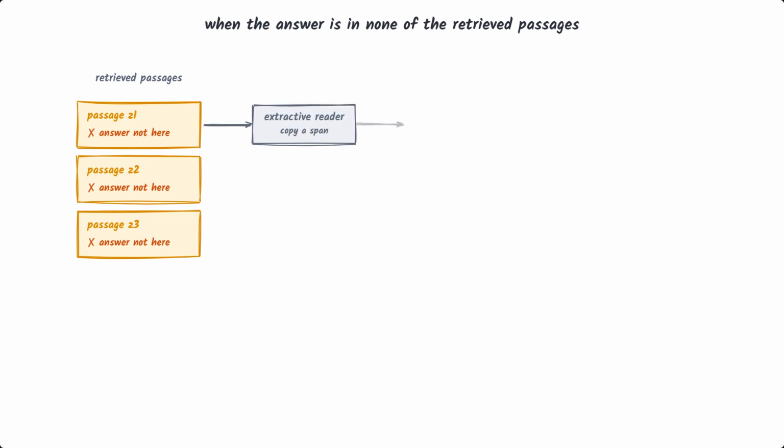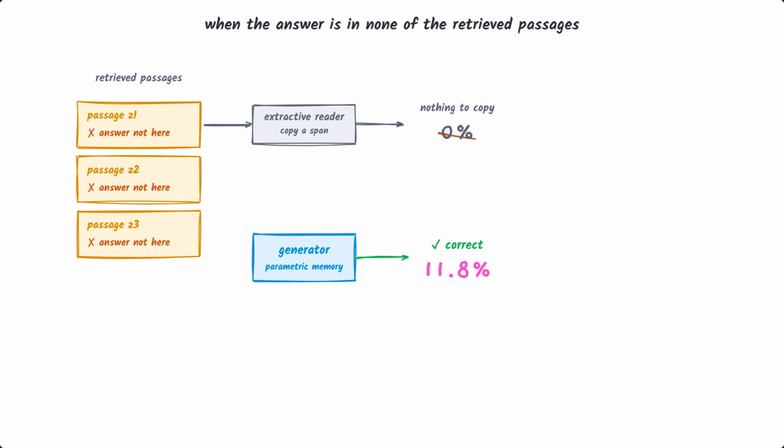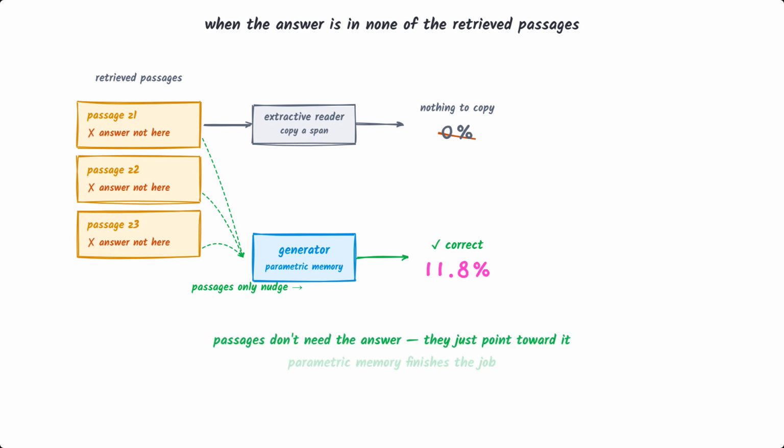Okay, one more result, because it's the best one. This is the result I find most telling. Take the hard cases where the correct answer appears in none of the retrieved passages. An extractive system, one that can only copy a span, scores a flat 0 here. There's nothing to copy. RAG still gets about 12% of them right. How? Because the passages don't have to contain the answer. They only have to nudge the generator toward it, and then the generator's own memory finishes the job. Retrieval and generation covering for each other, exactly as designed.